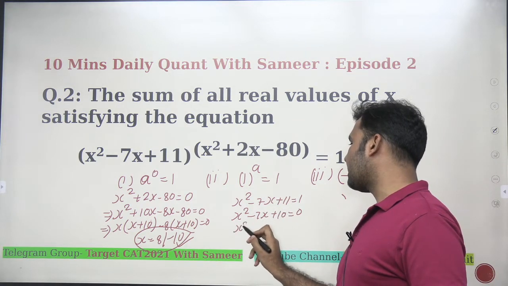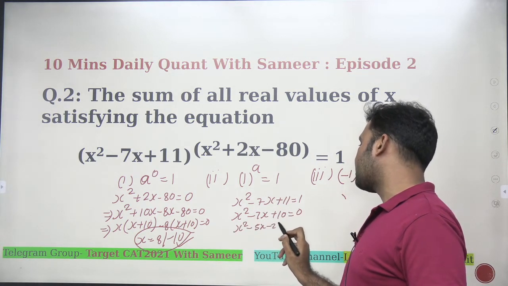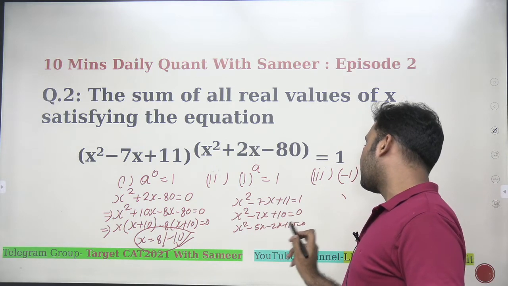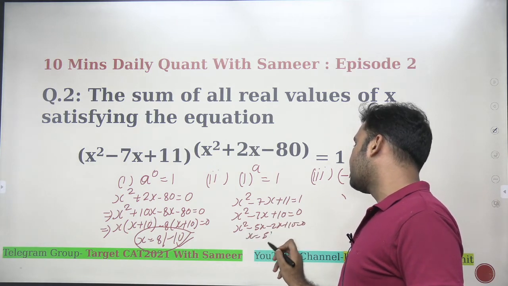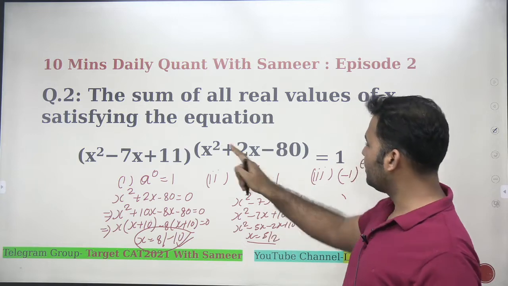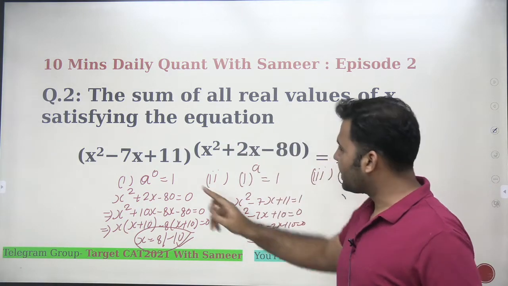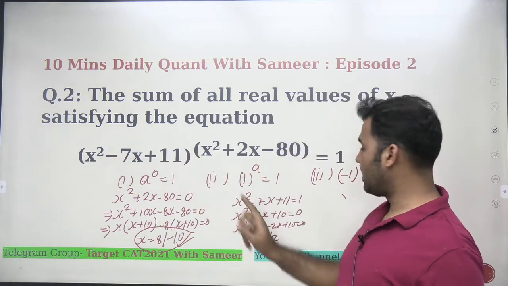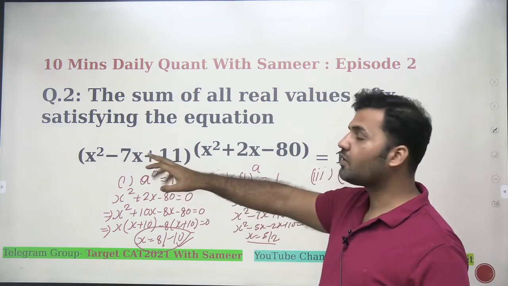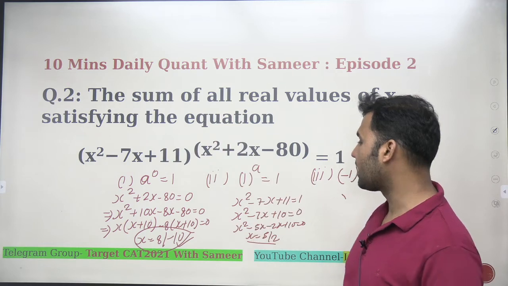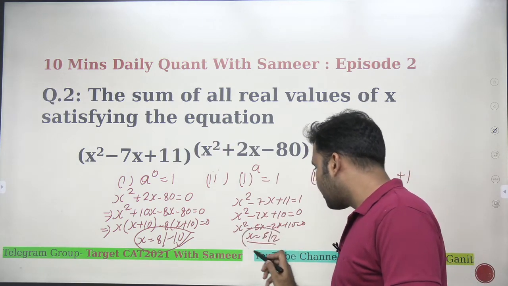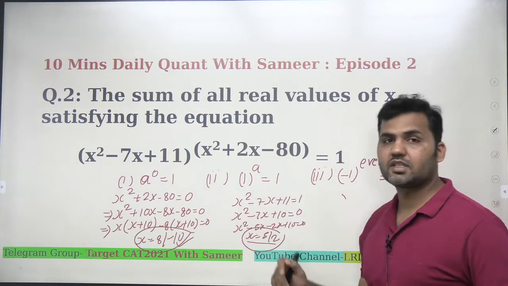Again factorizing it, x square minus 5x minus 2x plus 10 is equal to 0. You'll get the value of x as 5 and 2. You see that at x equal to 5 and 2, the exponent would be some number, but whatever that number is, by putting the value of x as 5 here, the base will become 1. Putting 2 here, the base becomes 1. 1 raised to power anything will be equal to 1. See, so these are the two more values of x which will satisfy this equation.